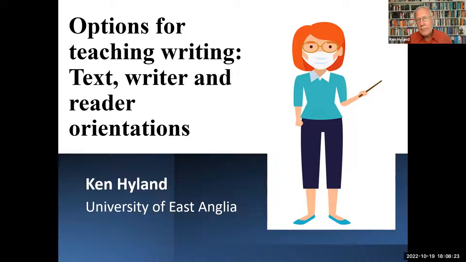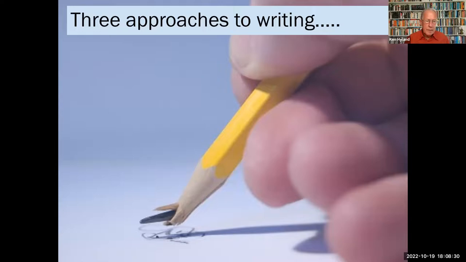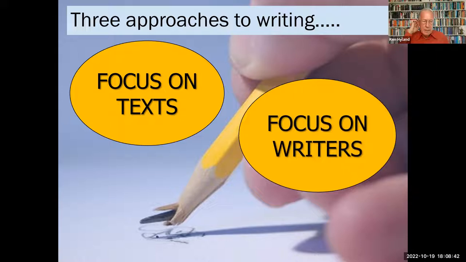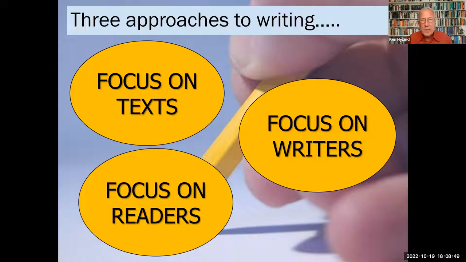Now, each focus assumes a different idea about writing and implies different teaching methods. So the first approach concentrates on the products of writing by examining texts. The second focuses on the writer and the processes used to create texts. And the third approach emphasizes the role that readers play in writing, showing how writers think about an audience in creating texts. Now, this is all very broad, but I think it's a useful way of discussing and evaluating some of the research and how it feeds into classrooms.